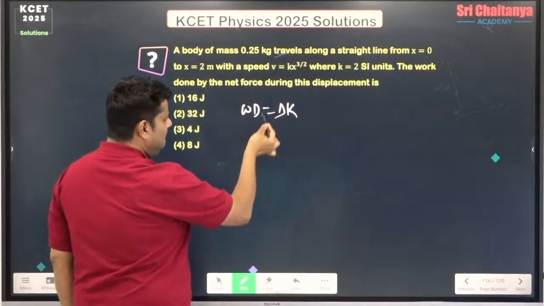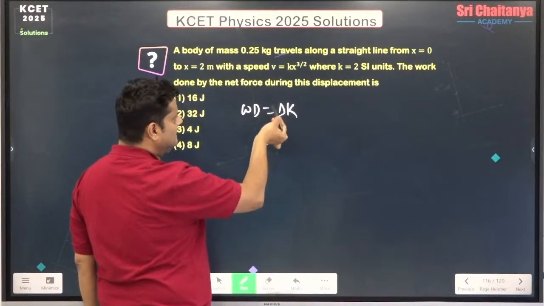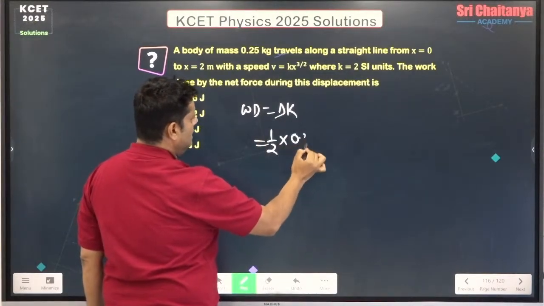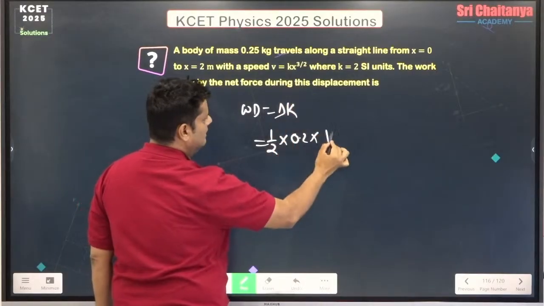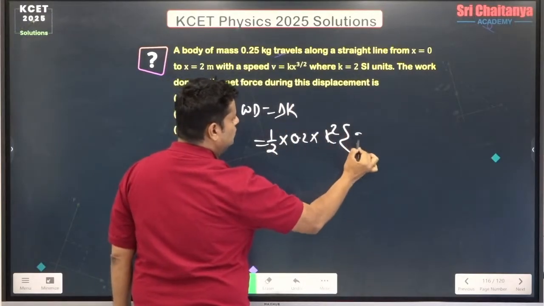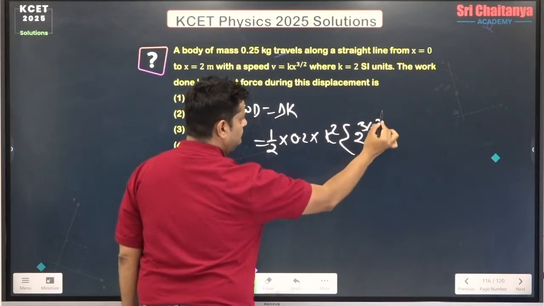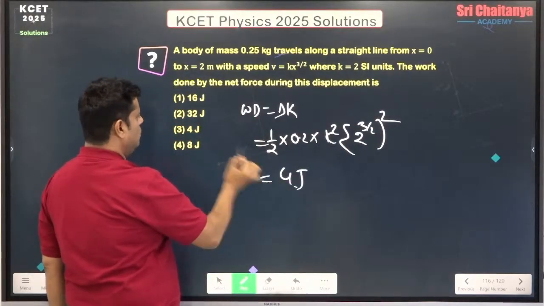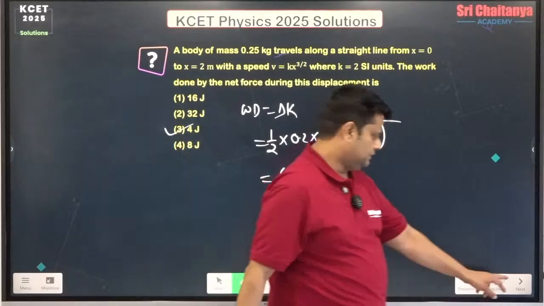rather we are using the change in kinetic energy. Once you have clicked that you need to find the change in kinetic energy, half m v square, that is 2 raised to the power 3 by 2, whole square. On putting all the values, it comes out to be 4 joule. So third is the correct option.